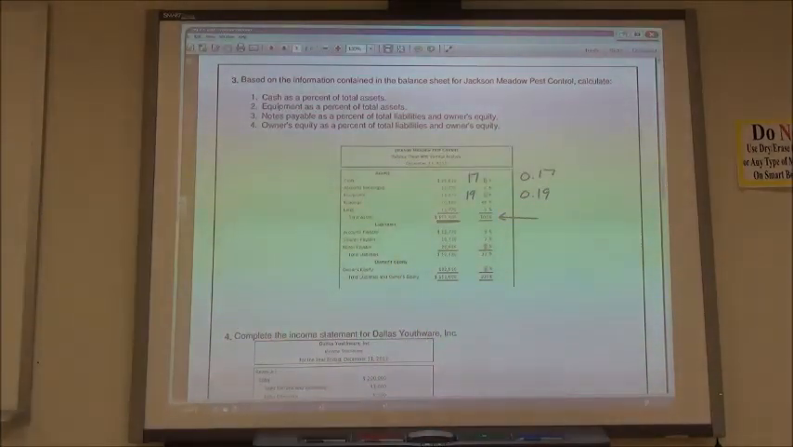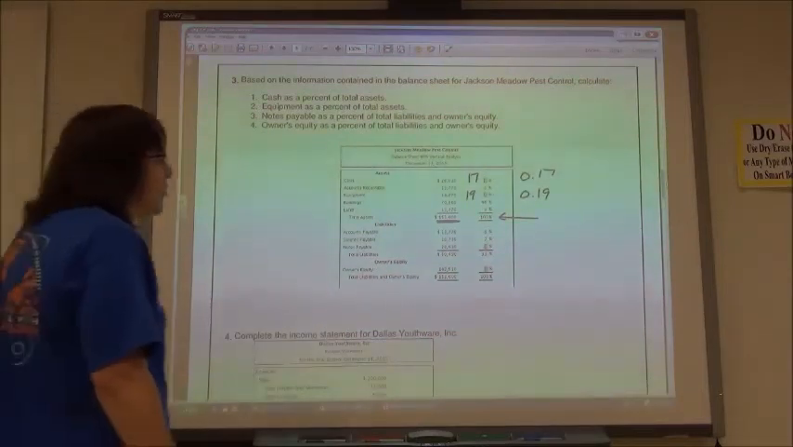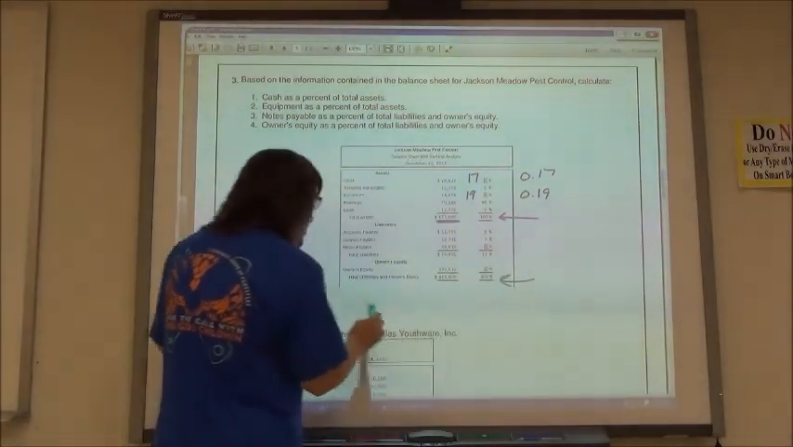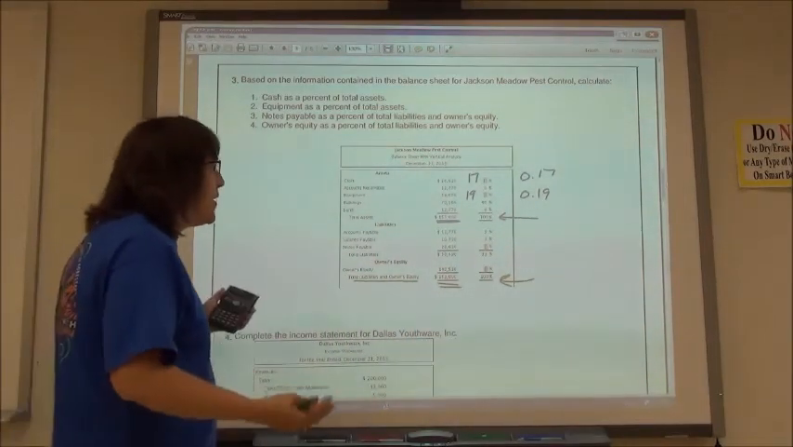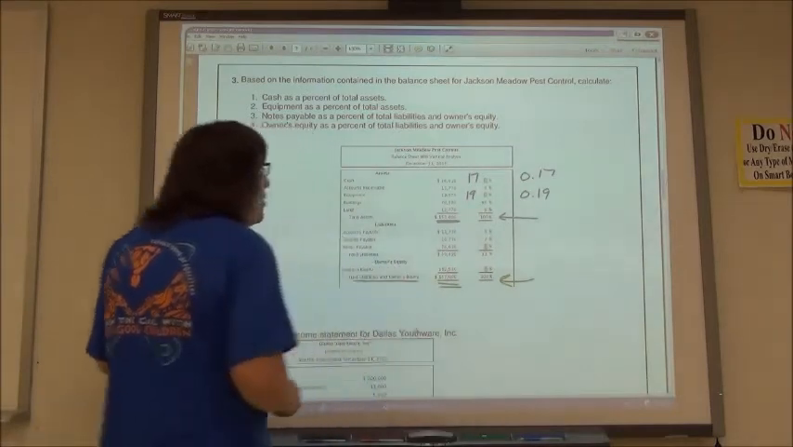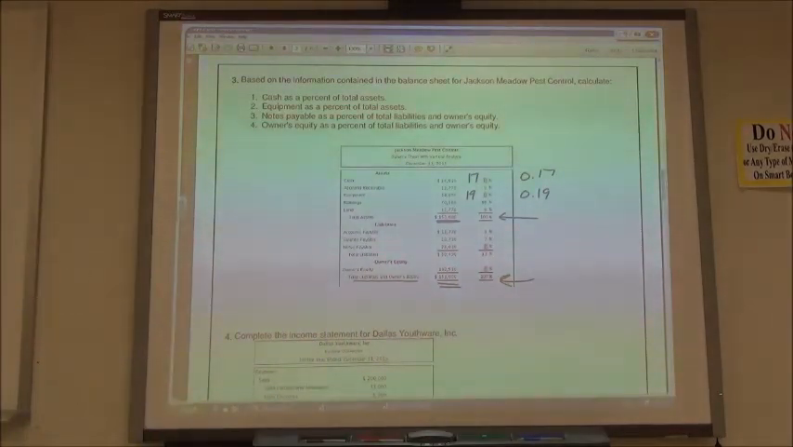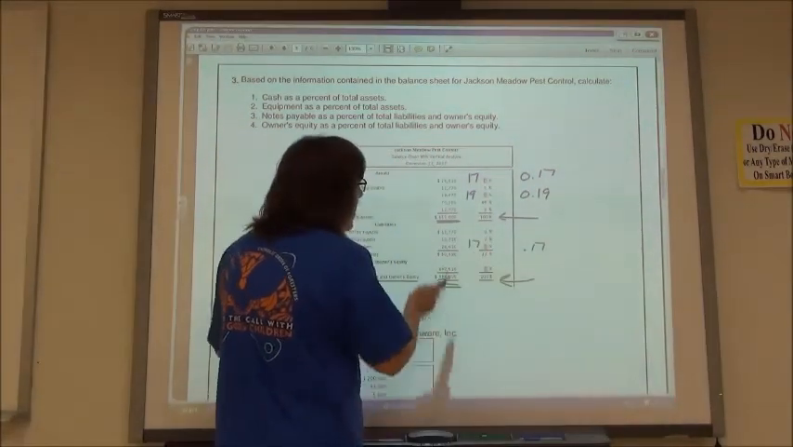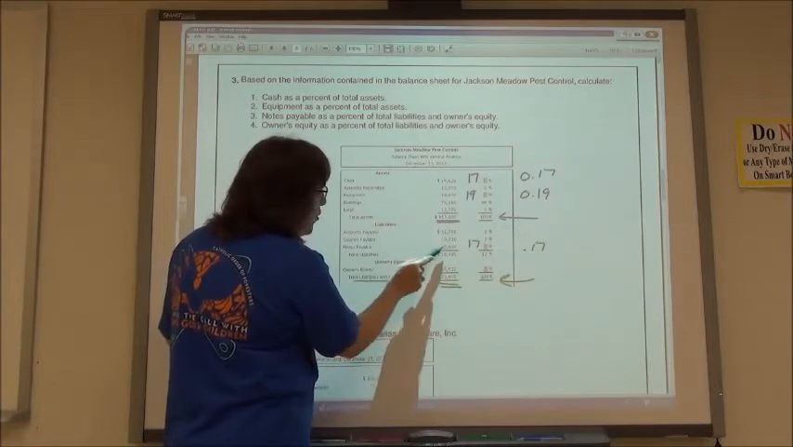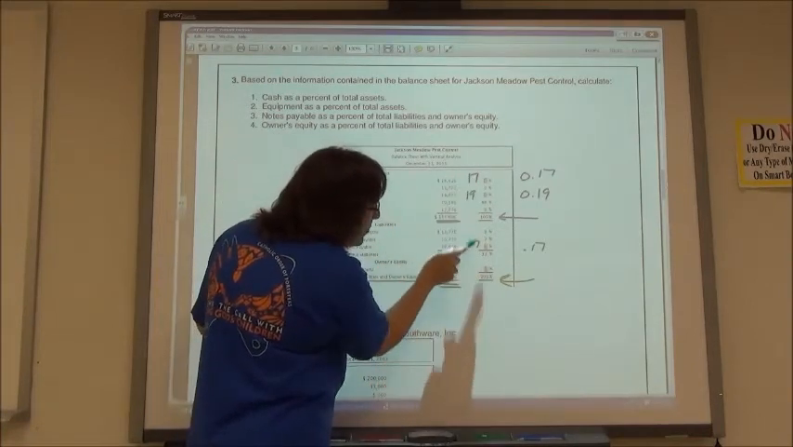Then we're going to calculate the notes payable as a percent of the total liabilities and owner equity, and the owner's equity as a percent of the total of liabilities and owner equity. So again, here's my total liabilities and owner's equity, $153,000. So we're calculating those percents. The notes payable, $26,010. $26,010 divided by $153,000 gives me 0.17, 17%. Notice that our cash and our notes payable were the exact same number. We ended up with the same percent.